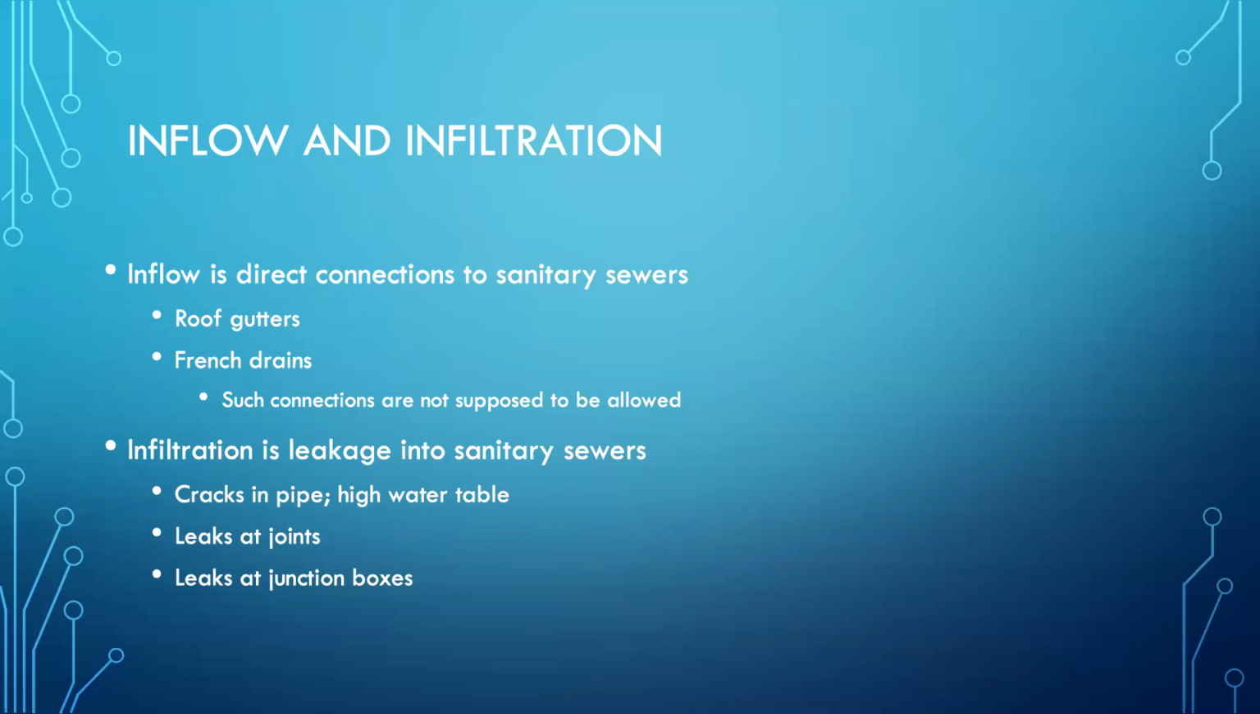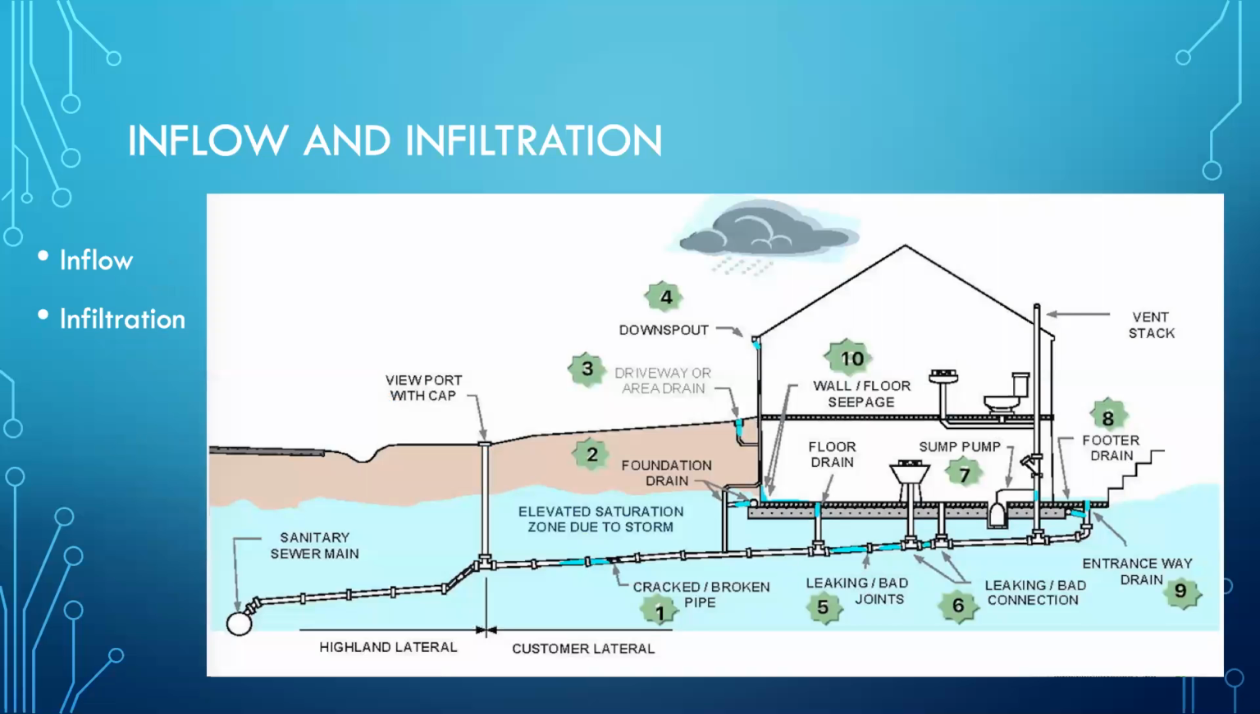Examples might be a roof gutter or a French drain that's connected to sanitary sewers. And in practice, such connections are not allowed. That doesn't mean they don't happen, but they're not supposed to happen. And then infiltration is leakage into the sanitary sewers through things like cracks in the pipe and an unusually high water table, leaks at joints, and leaks at junction boxes.